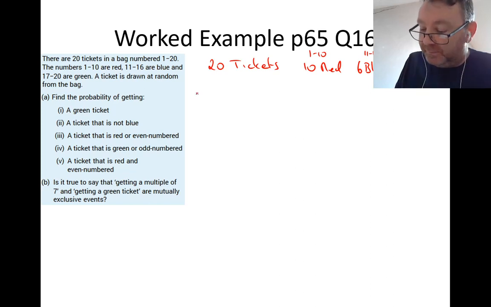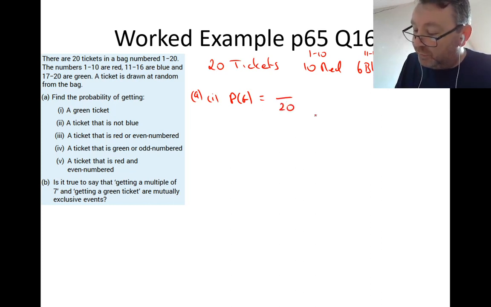Okay, part A. 1. Find the probability of getting a green ticket. So find P of G. Okay, out of 20, how many are green? We'll go up there, 4. Simplify, 1 over 5.